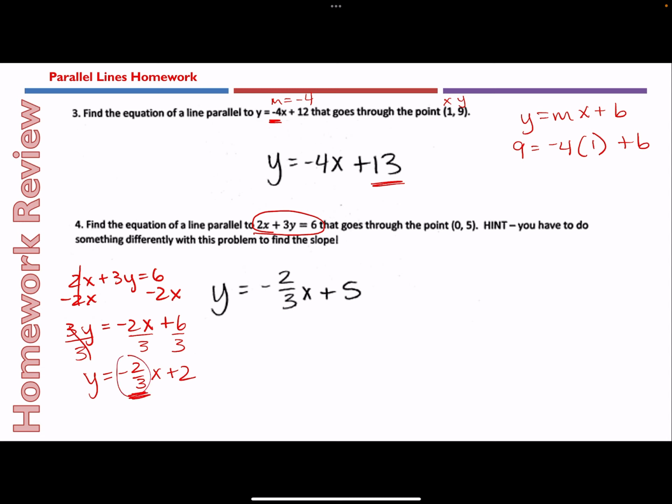So you use this slope, this x and this y. And like in the warm-up, I'm giving you the point 0, 5. So 5 is going to be your b, so you don't even really need to plug in. Here's your m, here's your b, and then you plug into your equation. So that's the parallel lines homework.